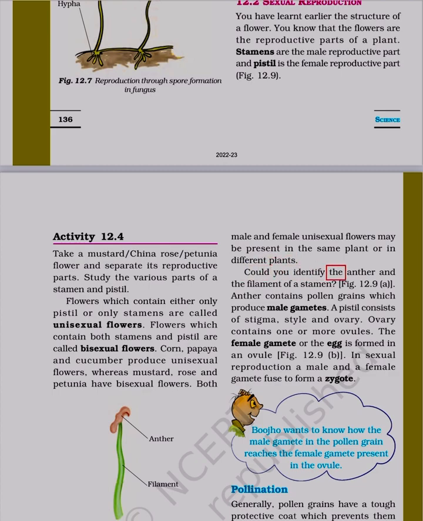Could you identify the anther and the filament of a stamen? Figure 12.9a. An anther contains pollen grains which produce male gametes. A pistil consists of stigma, style and ovary. Ovary contains one or more ovules. The female gamete or the egg is formed in an ovule. Figure 12.9b. In sexual reproduction a male and a female gamete fuse to form a zygote.